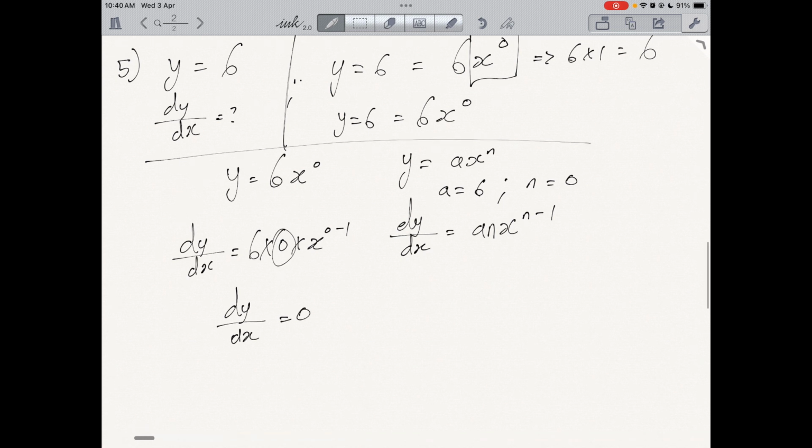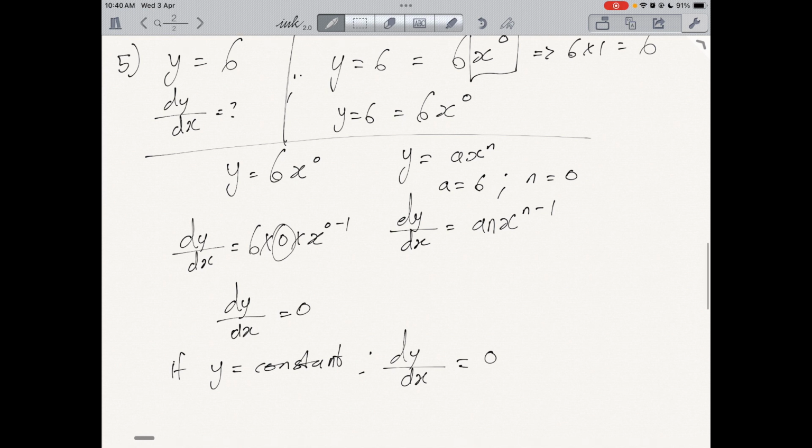Now, this brings us to a law, that if y is equal to a constant, which can be any number from minus infinity to infinity, then our dy/dx is equal to 0.